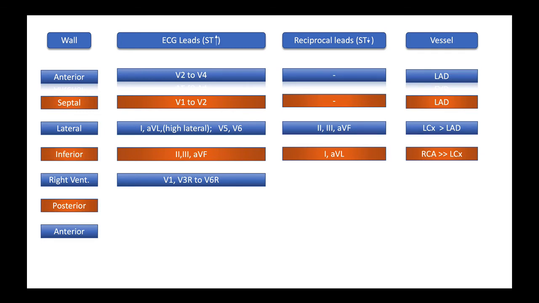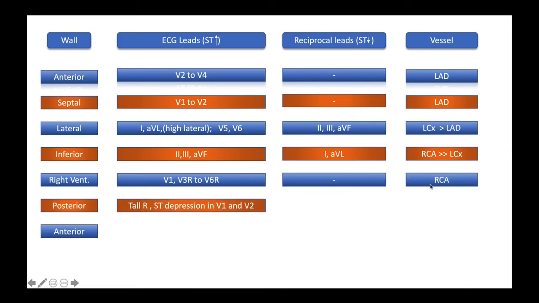And when you see ST elevation in V1 and you take your special leads V3R to V6R, you probably see ST elevations in these leads. It would confirm your diagnosis of a right ventricular infarction. And so again, the vessel is your right coronary artery.